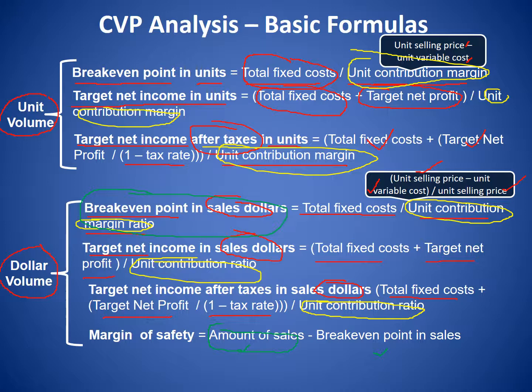So with that, again, these are good formulas to memorize, and when you think about it, the target net income after taxes or target net income are simply additional sophistications of the break-even point. And that's either in units for unit volume or in a contribution margin for a dollar volume type. So the formulas are pretty much the same, whether they're unit volume or dollar volume. It's just a matter of substituting unit contribution margin versus the unit contribution margin ratio.